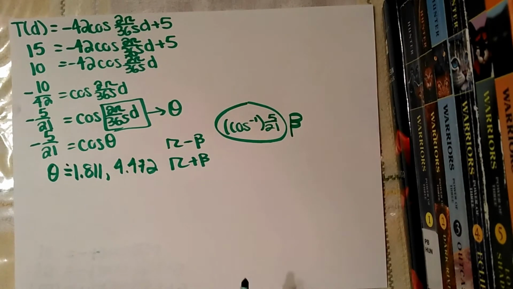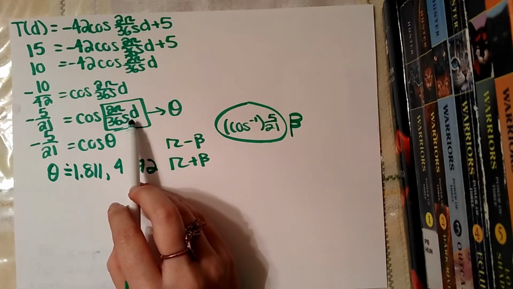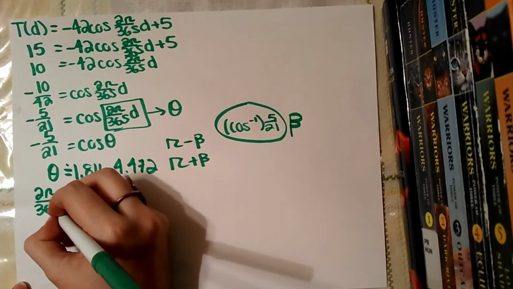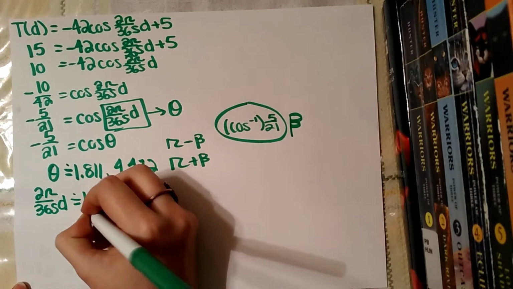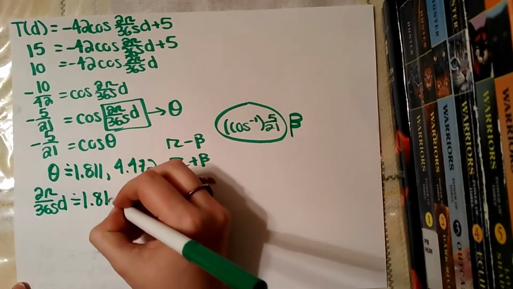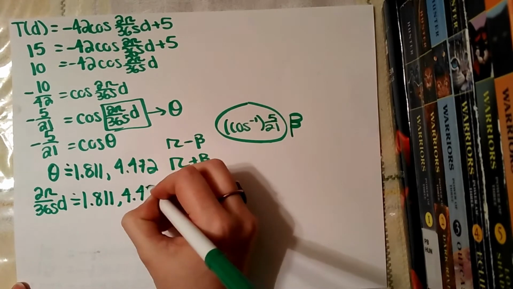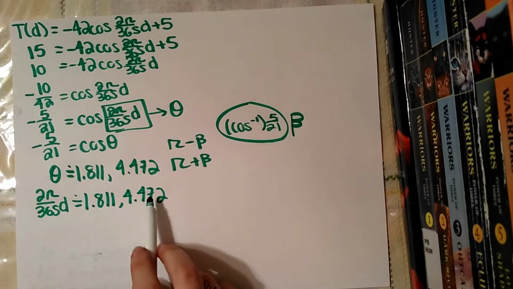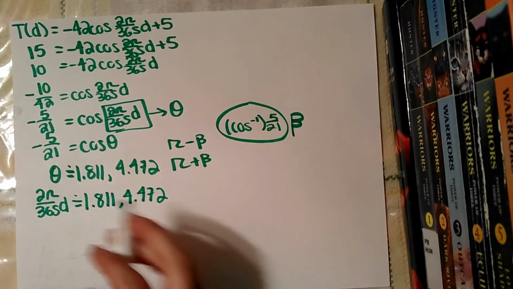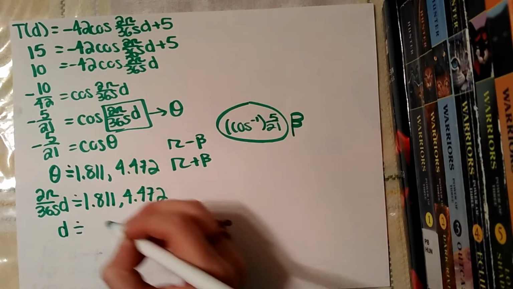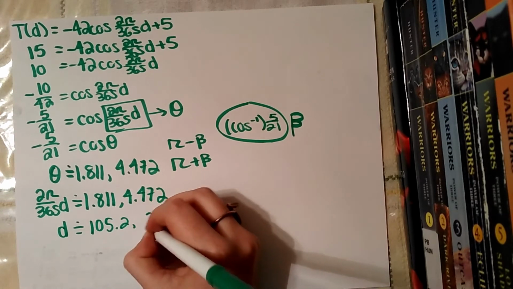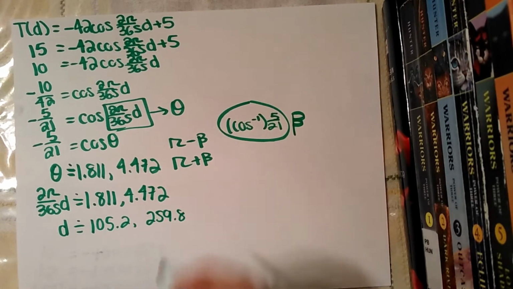However, we are not done yet because theta is only a representation of what we were trying to solve for, which is d. So 2 pi over 365d equals approximately 1.811 and 4.472. Using order of operations, we will multiply the 365 to both answers and then divide by 2 pi, giving us d equal approximately 105.2 and 259.8.